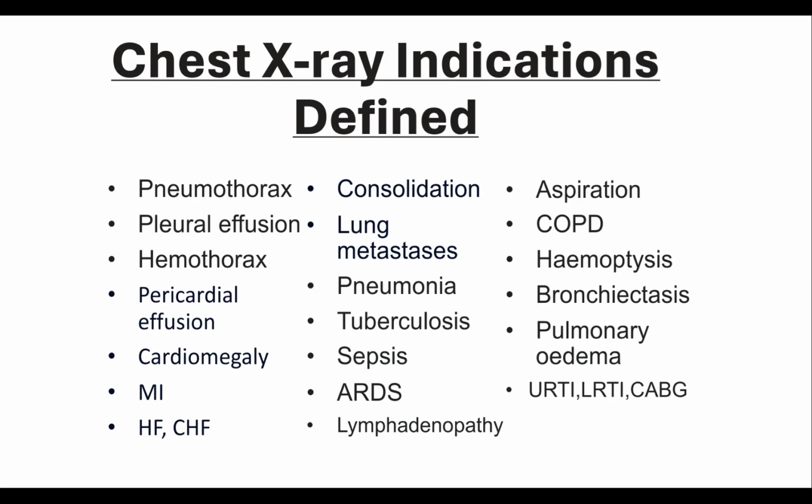Chest X-ray indications defined: pneumothorax, pleural effusion, hemothorax, pericardial effusion, cardiomegaly, MI, HF-CHF, consolidation, lung metastases, pneumonia, tuberculosis, sepsis, ARDS, lymphadenopathy, aspiration, COPD, hemoptysis, bronchiectasis, pulmonary oedema, URTI, RTI, CABG.